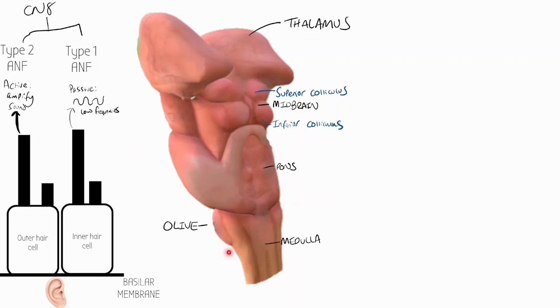So this is anterior, this is posterior. The anterior swelling is called the olive. And then just underneath the olive, at the level of the medulla, we have the cochlear nuclei. And then here is the brain, the spinal cord.